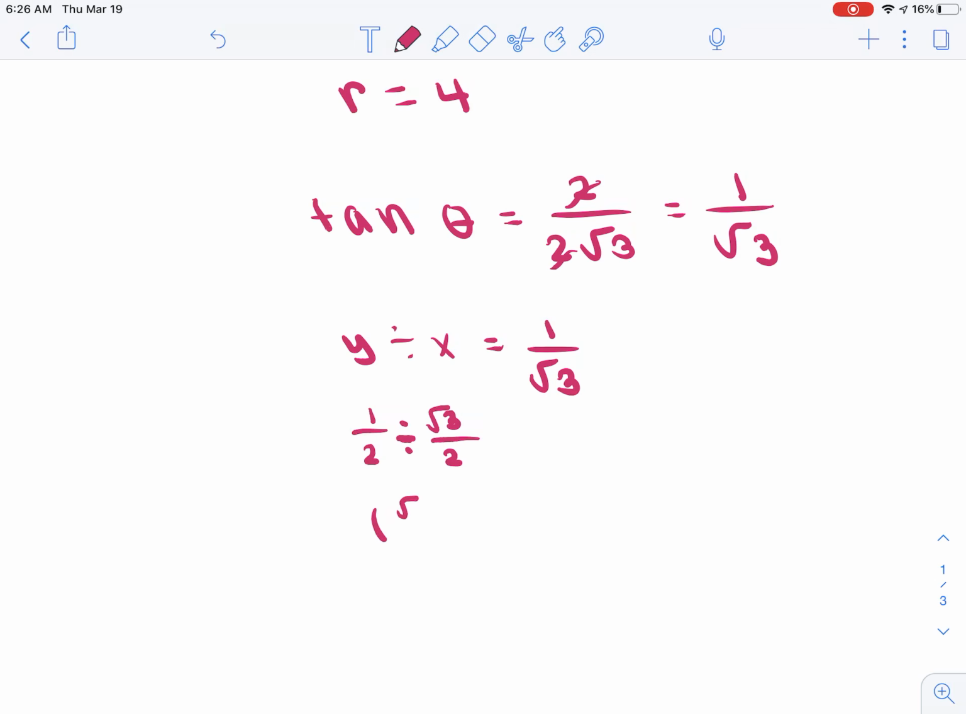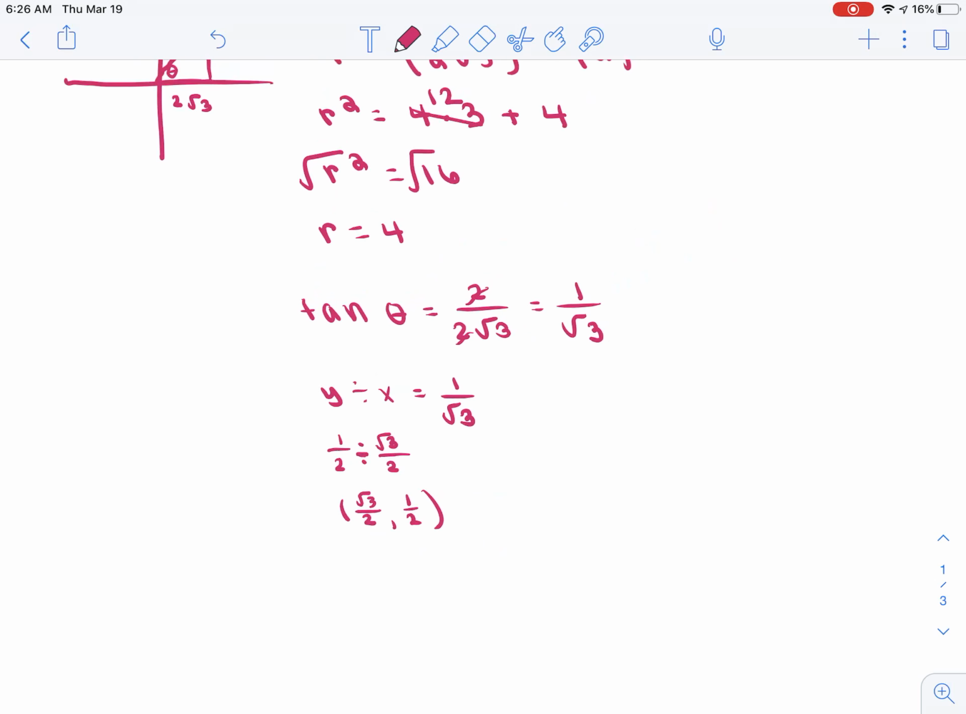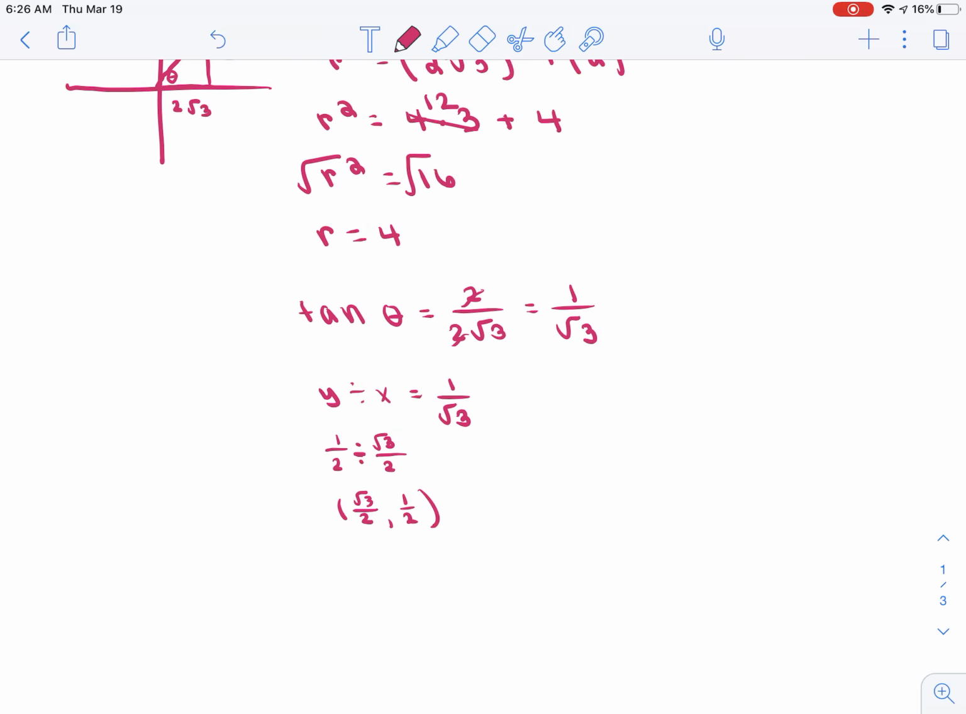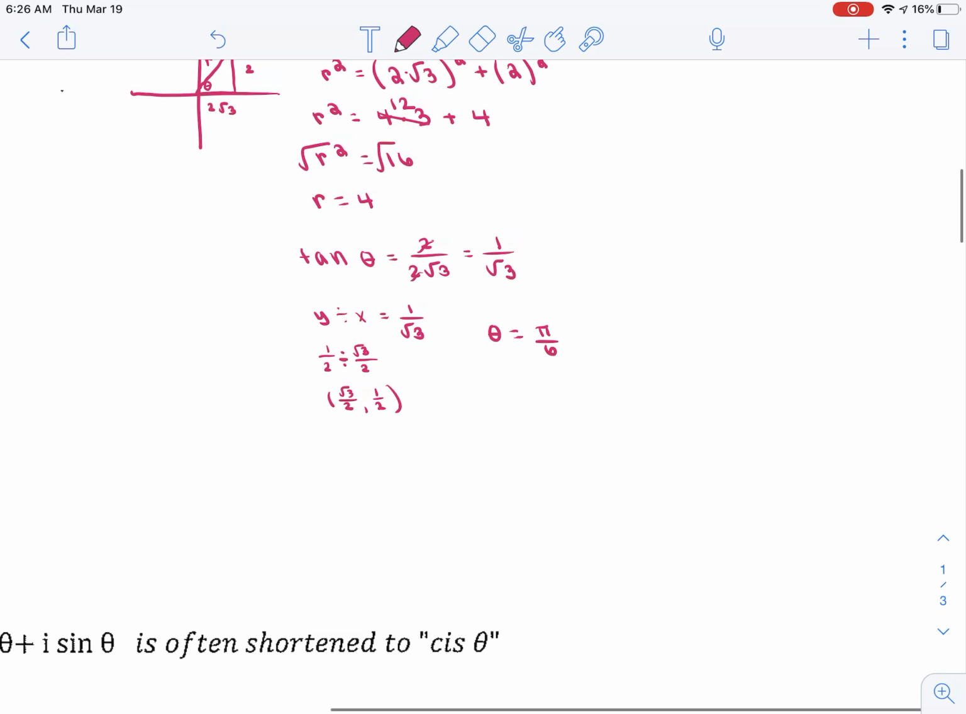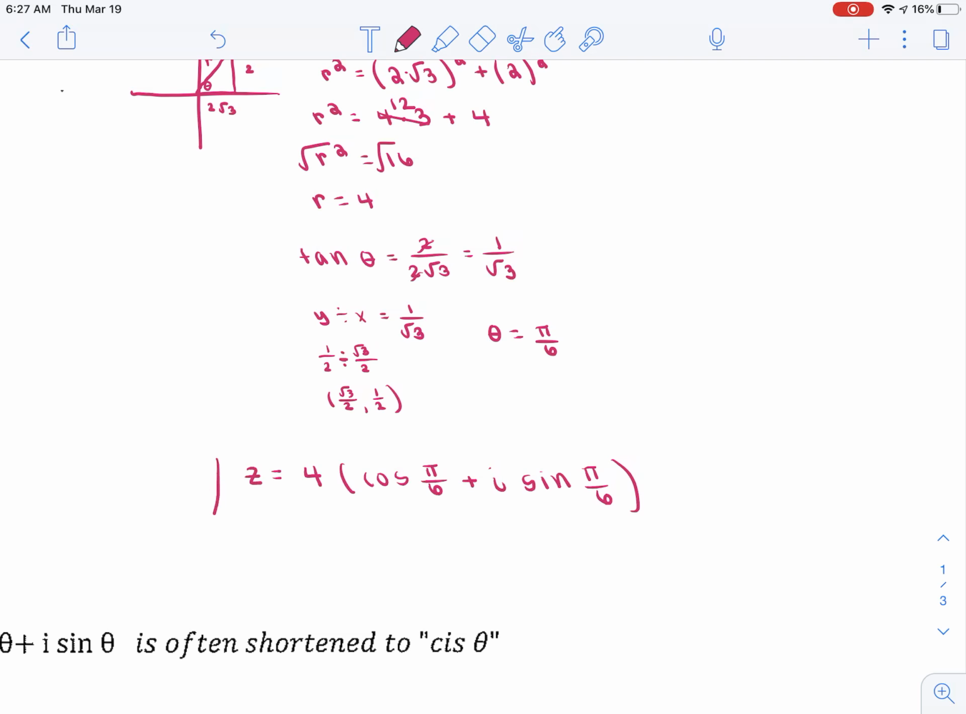So we're looking for, where's our ordered pair? Root 3 over 2, 1/2. So long x, short y, we're talking about that angle of pi over 6. Now to conclude, you can write this in this trig form. z equals, we're going to have the 4, and then we're going to have the cosine pi over 6 plus i sine pi over 6. And then that would be your final answer.